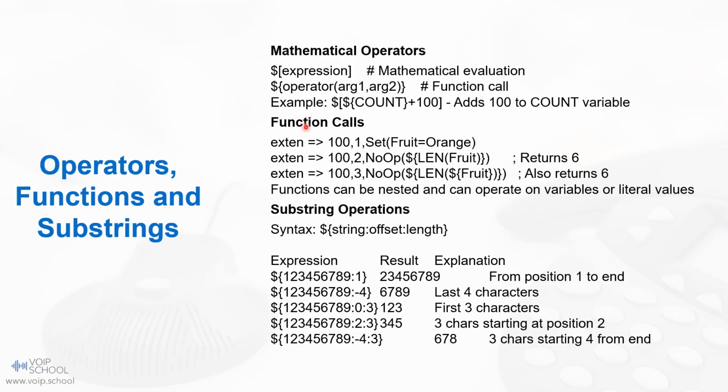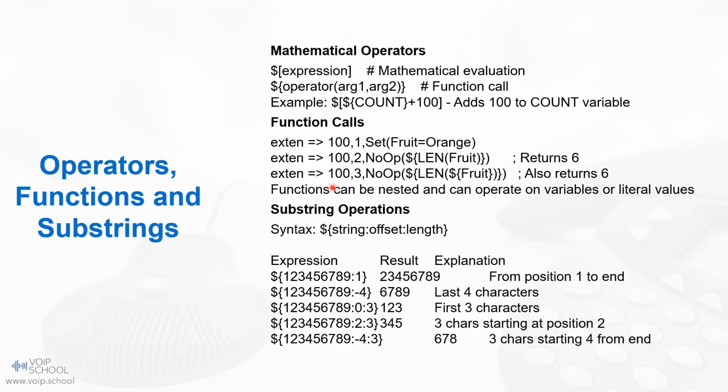Function calls. We can set fruit as orange here, right? We are setting a string. And here we're using functions. The function length on fruit returns 6. If we add, let's say, the length of the variable fruit, it also returns 6. Functions can be nested and can operate on variables or literal values.